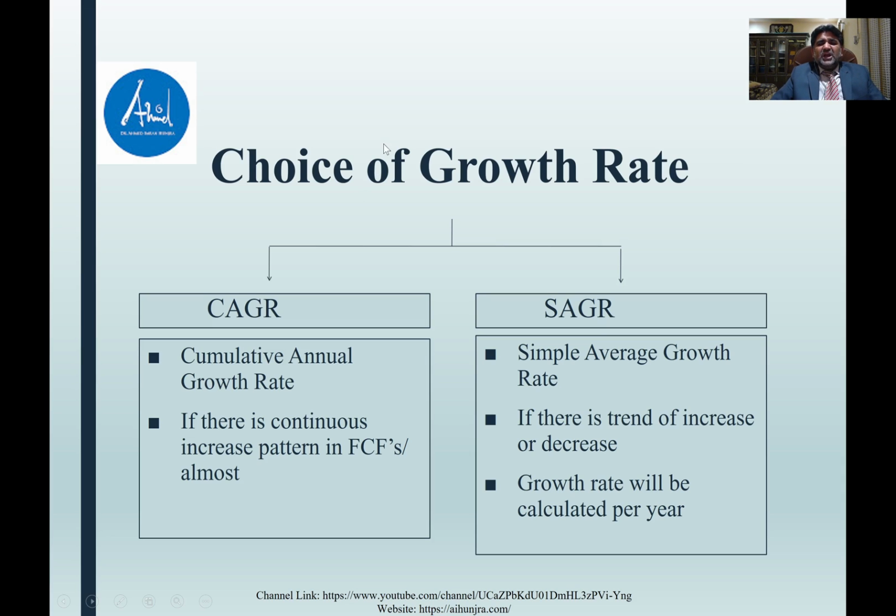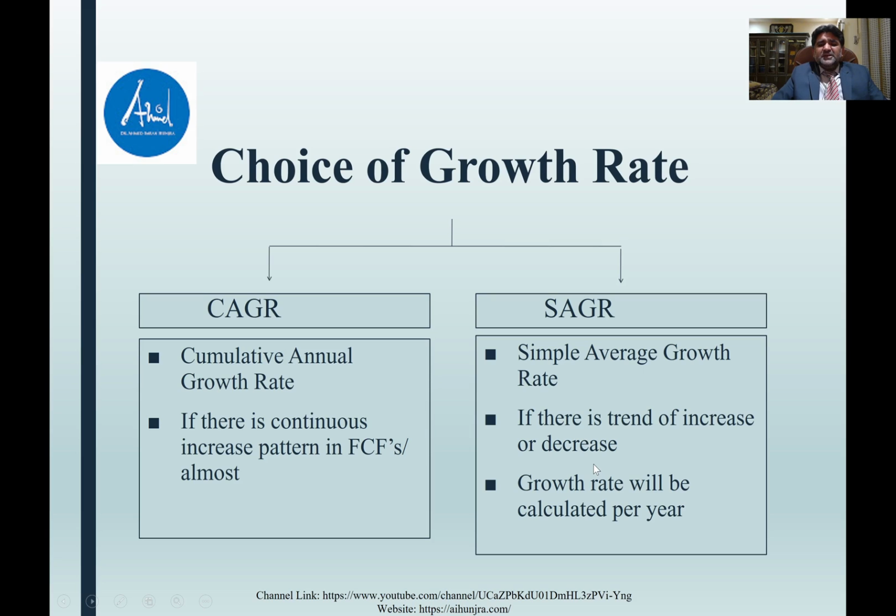So here, for the choice of growth rate, we have two choices. One is the cumulative annual growth rate. The second one is the simple average growth rate. It means if there is a continuous increase pattern in the free cash flows, then we go for the cumulative annual growth rate. If there is a trend of sometimes increasing and sometimes decreasing, then we apply the simple average growth rate.